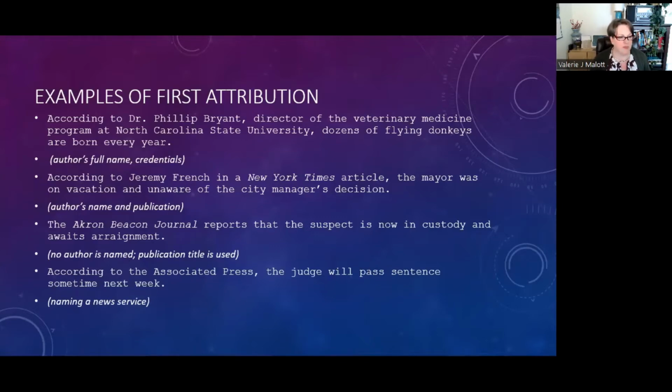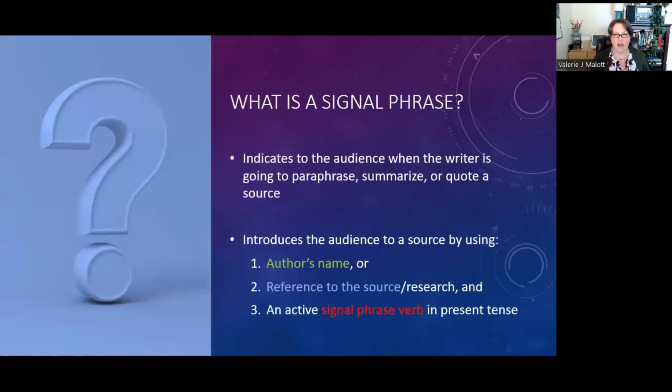Okay, so the next thing I want to talk about here is the signal phrase. Now, some of you already know how to do this, but for others of you it's a little bit rocky. And this is just something that you learn the more that you write academic papers. So what is a signal phrase? It's a phrase that tells your audience when you, as a writer, are going to paraphrase, summarize, or quote a source. So this is a way that you introduce your audience by using the author's name, or you refer to the source or the research, and then you use an active signal phrase verb that's in the present tense.